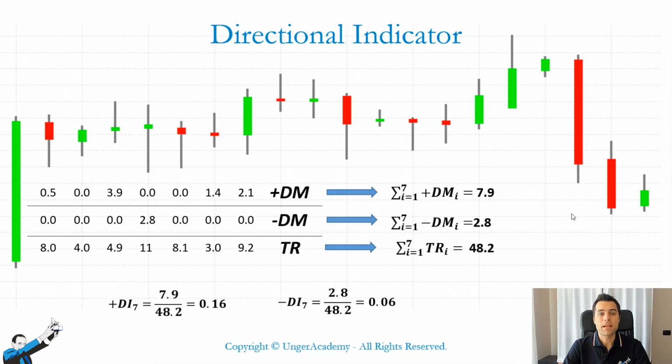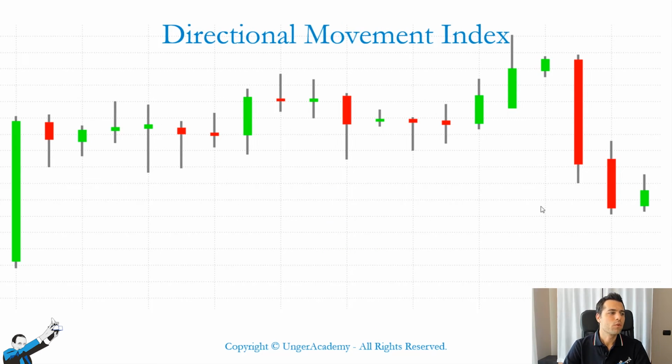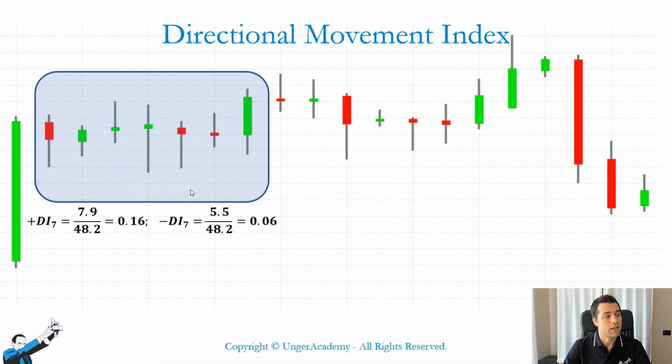But what is the meaning of the plus and minus directional indicator? Well, if we consider the 7 bars, we can say that 16% of the ranges of the bars considered are outside and above the range of the previous bar. Meanwhile, only 6% of the ranges considered have been outside and below the ranges of the previous bar.